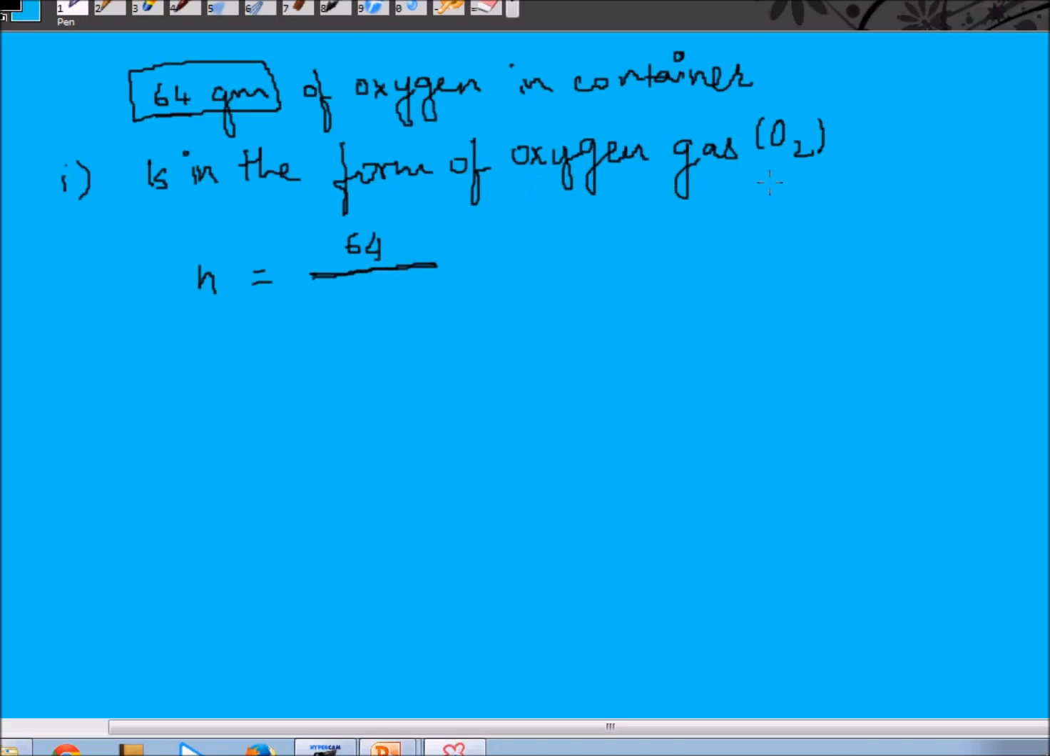Now we know the gram molecular mass of O2 is 32 grams. We know this, so you just substitute it over here. 64 divided by 32 comes out to be 2. Hence, 2 moles of O2 are present in the container. So now you know how to calculate moles if you are given the mass of a substance.